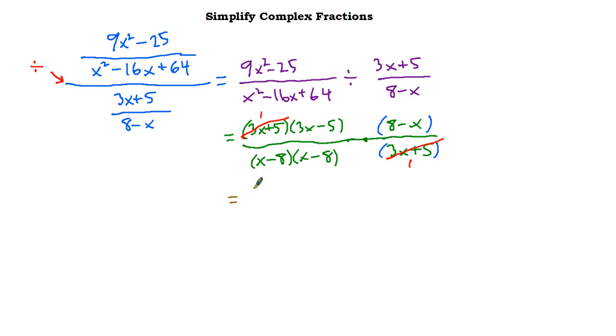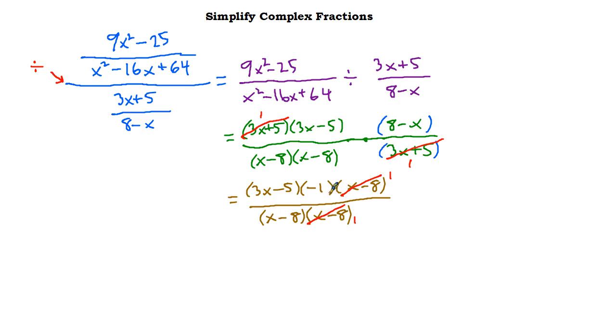It'll be equals 3x minus 5. And then this 8 minus x, I'm going to rewrite as -1 times x minus 8. And then we'll write all of that over x minus 8 times x minus 8. And now I can go ahead and cancel this x minus 8 with either of these x minus 8s. And when I do, I get a 1 here and I get a 1 here. And you'll notice that I'm left with -1.